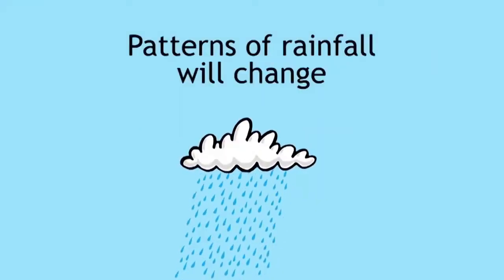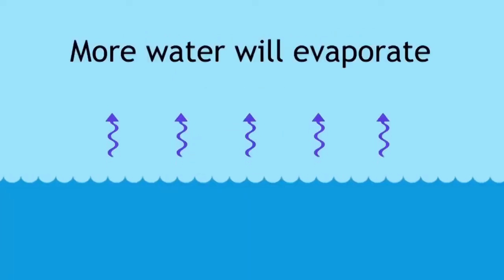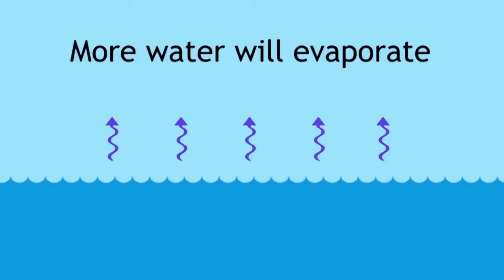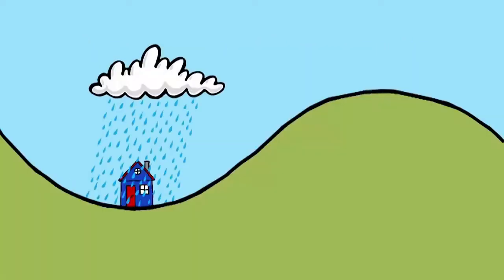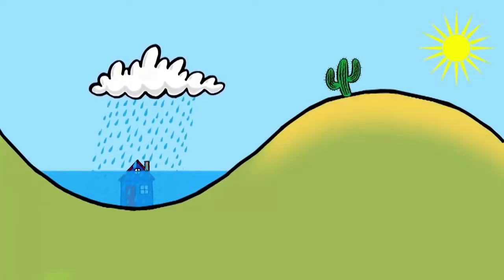Patterns of rainfall will also change. Although a hotter world would have more water evaporated from the seas, this water may not rain down as it does at present. Some places will undoubtedly have more rain, causing flooding, whereas others may have less rain, causing droughts.